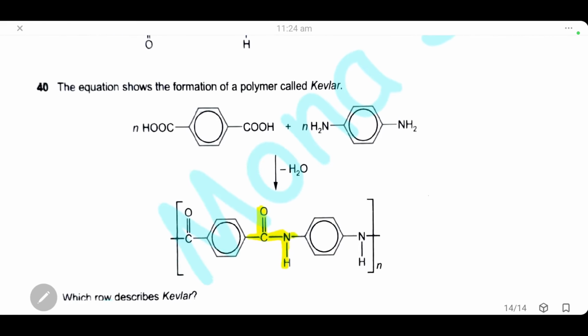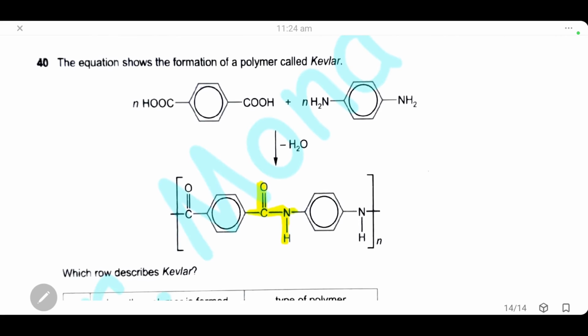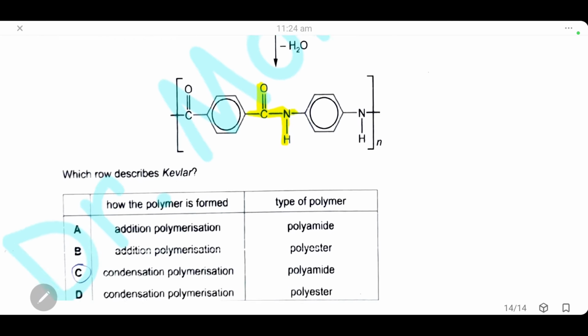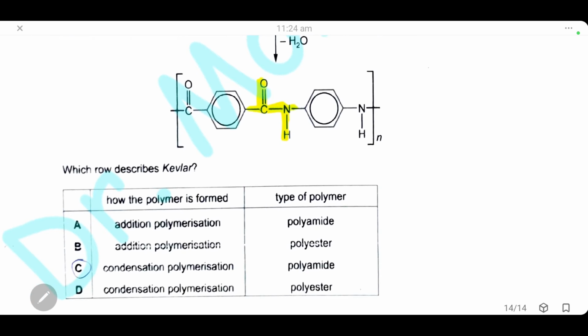Question 40. The equation shows the formation of a polymer called Kevlar, and the polymer is formed from two monomers. The first one has two amino groups, one from each side, and the second one contains carboxylic groups also from each side. They join together by removing one molecule of water to form this polymer with amide linkage in between the two monomers. So which row describes Kevlar?